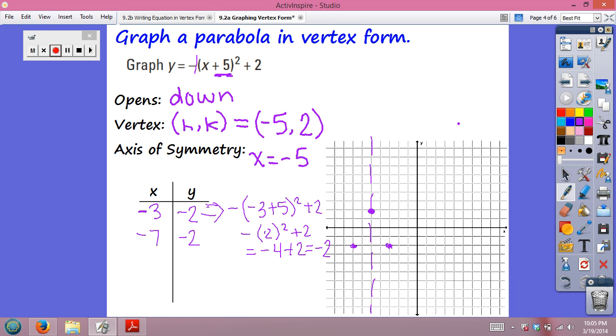And if we mirror that over the axis of symmetry, we're going to get negative 7, negative 2. And we need to pick one more point that we can plug into our equation. So I'm going to pick negative 2, because that's still getting pretty close to our points that we've already picked.